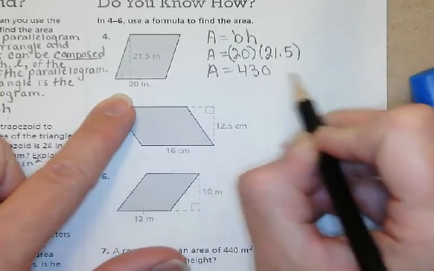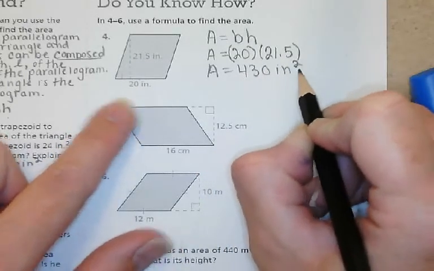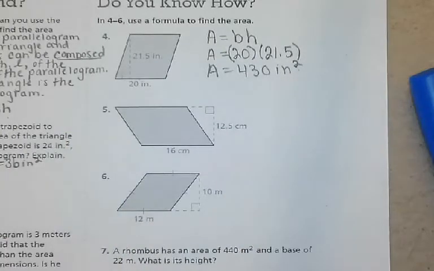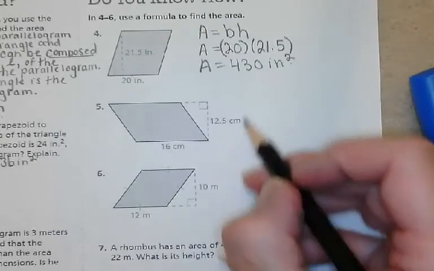Don't forget your units of measure. So that would be inches, and we're in the second dimension. We're working with 2 dimensions, so we write inches squared. Okay, one more example, and then you'll try number 6.